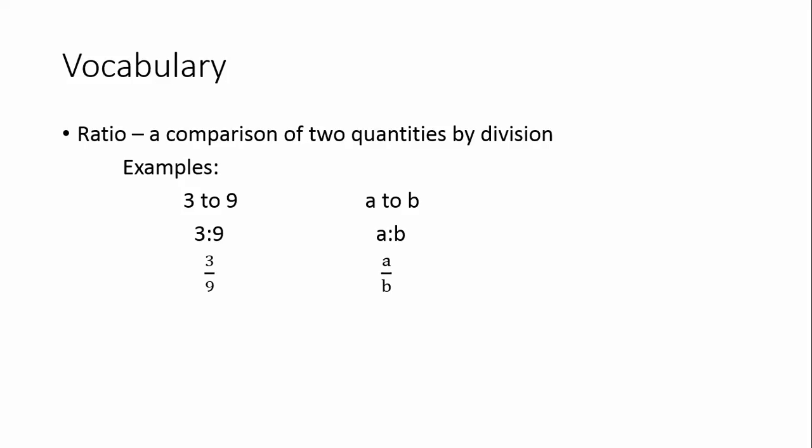So if we look at the first example, we can see that a ratio sometimes is written using the word "to": 3 to 9. We can also use a colon. That also reads the ratio of 3 to 9. Or finally, we typically will write it as a fraction. So what this says is the ratio of 3 to 9. Similarly with the letters, we have A to B, written with the word "to," written with a colon, and written as a fraction.